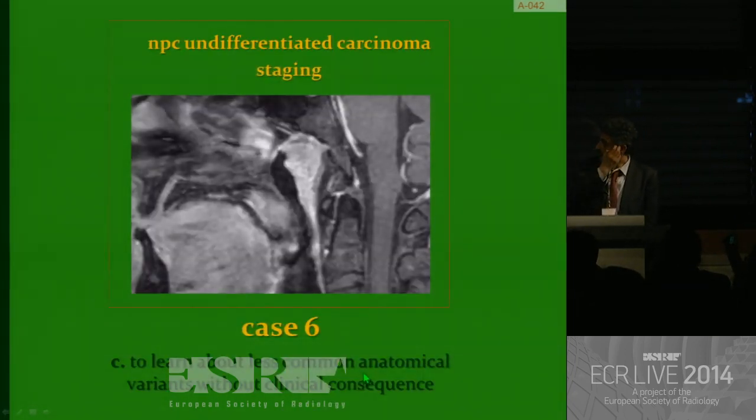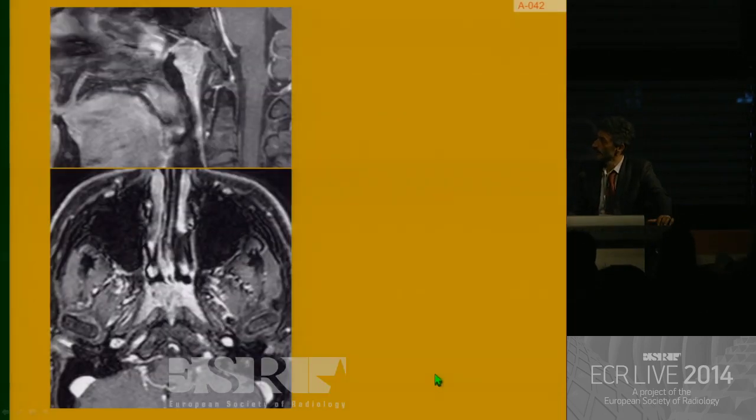But I want to conclude with a more rare, or at least to my knowledge, less known anatomic variant. This last case is a patient, again, with nasopharyngeal undifferentiated carcinoma, and this scan is performed in the setting of staging this tumor. And you see the tumor is growing in the nasopharynx, but there seems to be a projection posteriorly in the clivus.